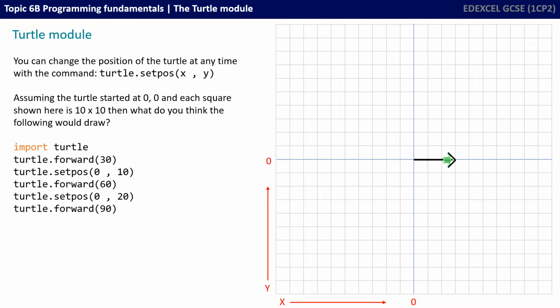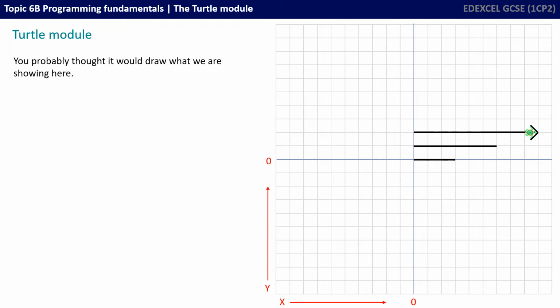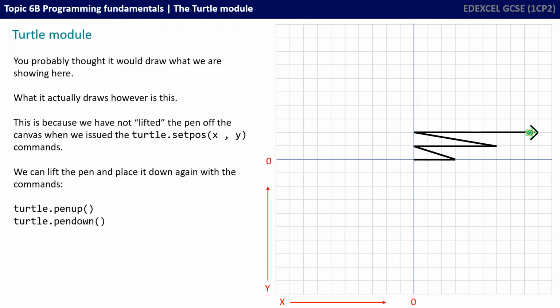Assuming the turtle started at 0, 0 and each square shown here is 10 steps by 10 steps, what do you think the following program would draw? Pause the video, and when you think you know, unpause and have a look. You probably thought it would draw what we're showing you on the screen now. What it actually draws, however, is this.